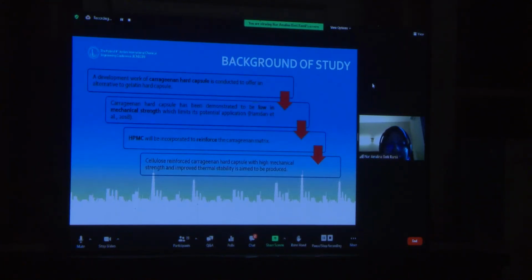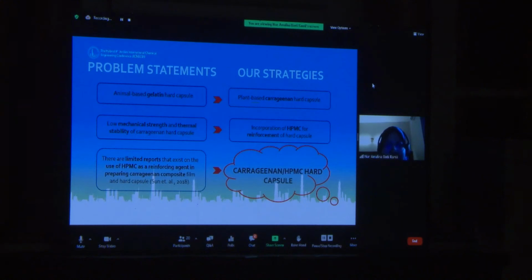Background of study. My study is about the development work of carrageenan hard capsule that is conducted to offer an alternative to gelatin hard capsule. Carrageenan is a natural biopolymer which possesses a low mechanical strength when prepared in film. So we propose to incorporate HPMC, which is hydroxypropyl methyl cellulose, to reinforce the hard capsule. And at the end of our study, we aim to produce carrageenan hard capsule with high mechanical strength and improved thermal stability.